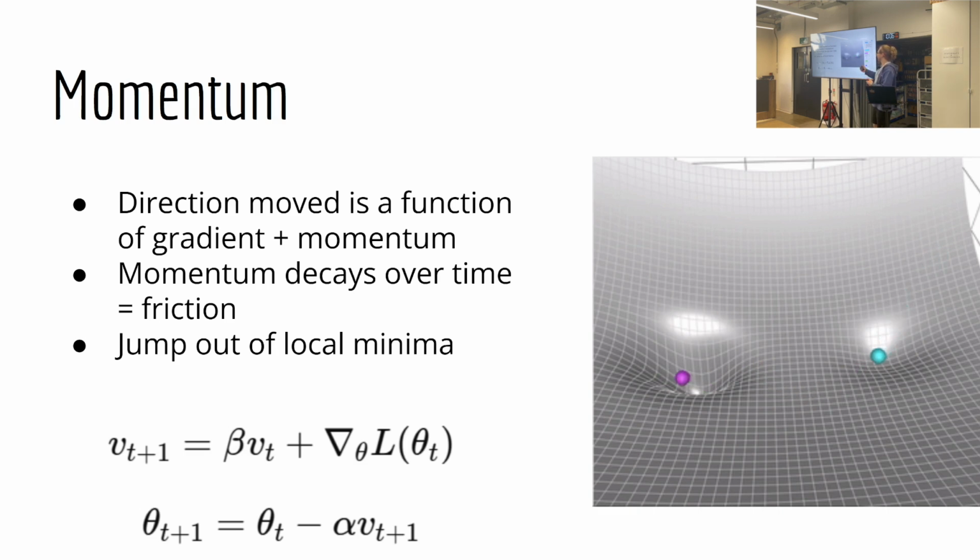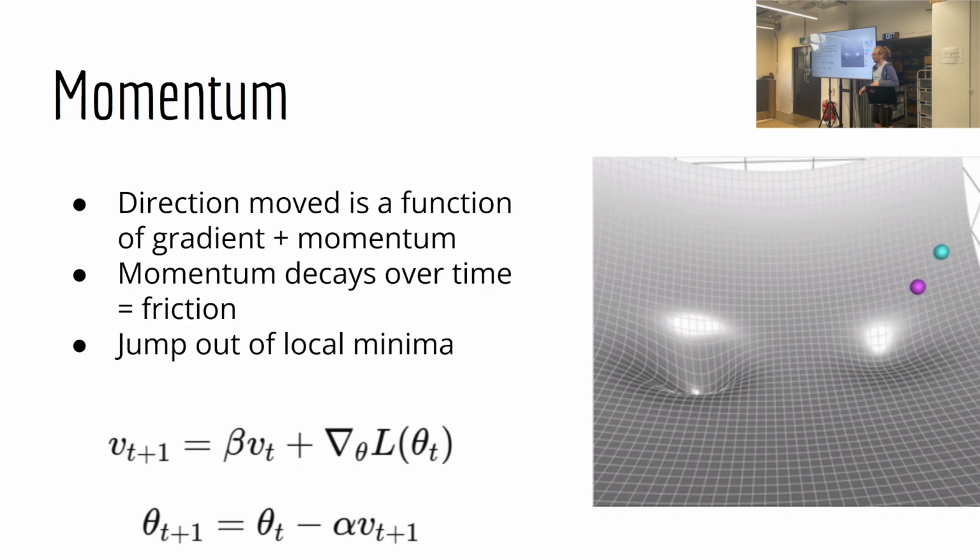This is what most gradient descent methods are like. Adam is like this with extra special stuff on top. So on the little GIF here on the right, the blue ball is gradient descent and the magenta ball is gradient descent with momentum. And you can see it skips out of the local minima.